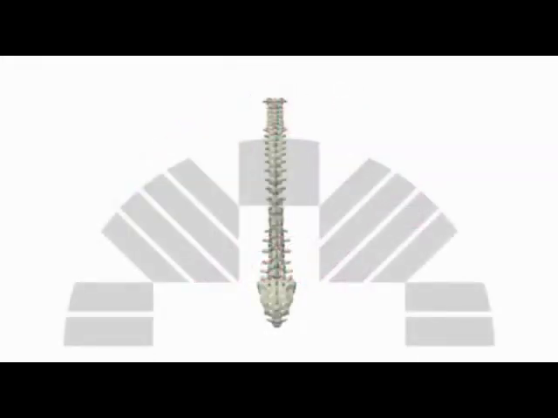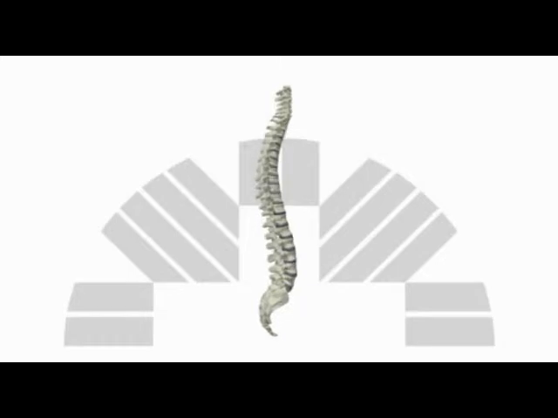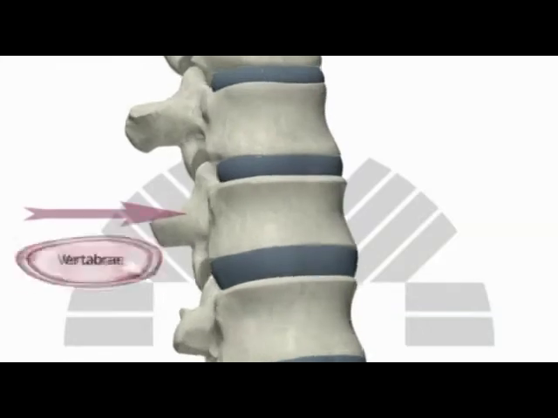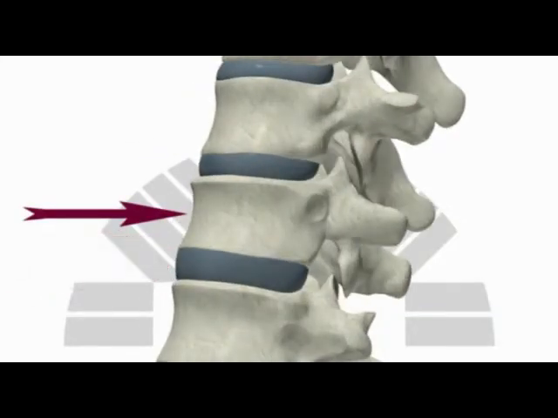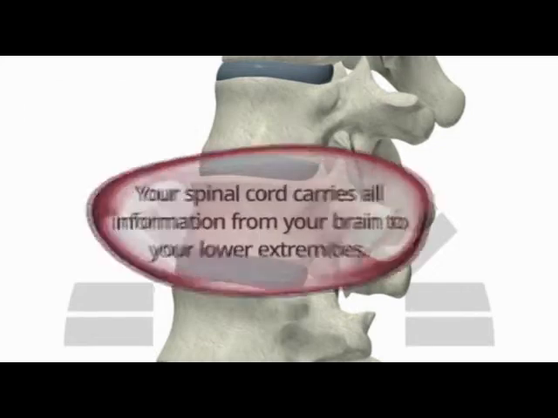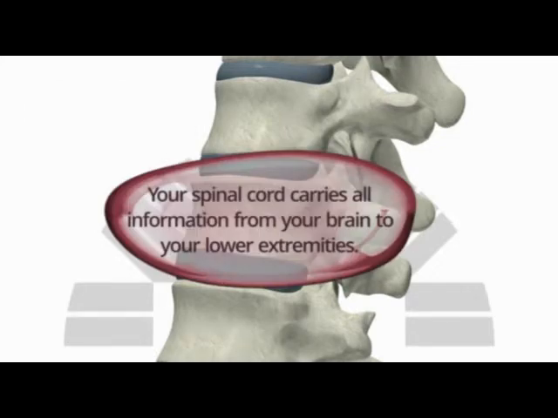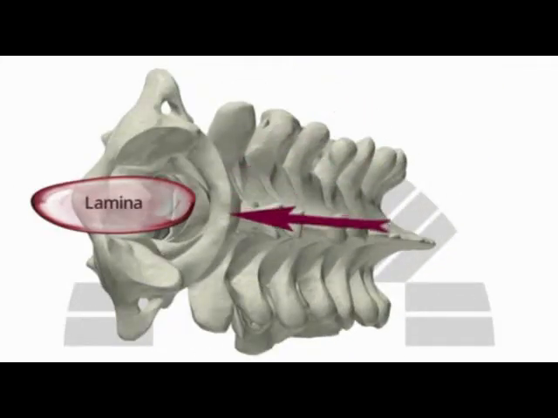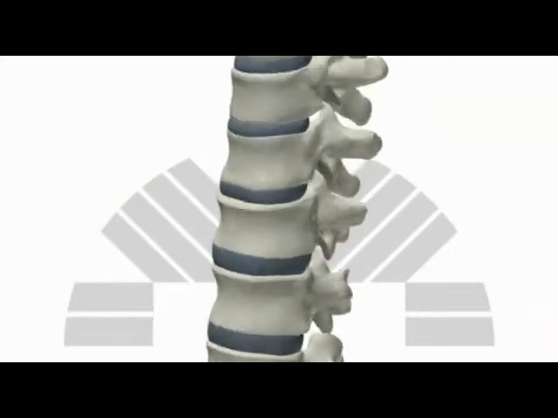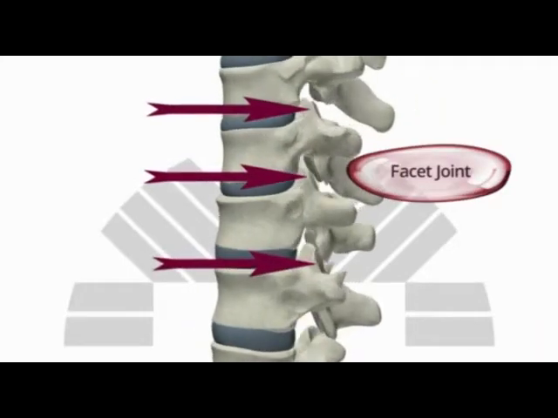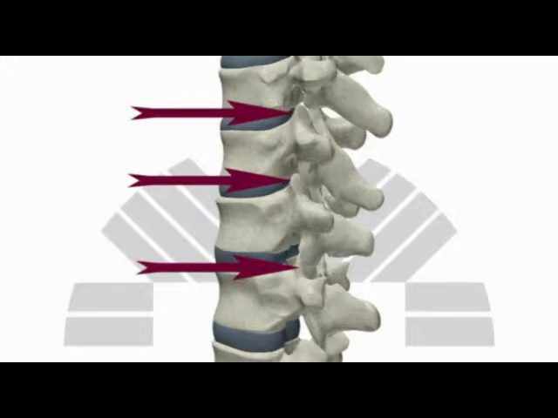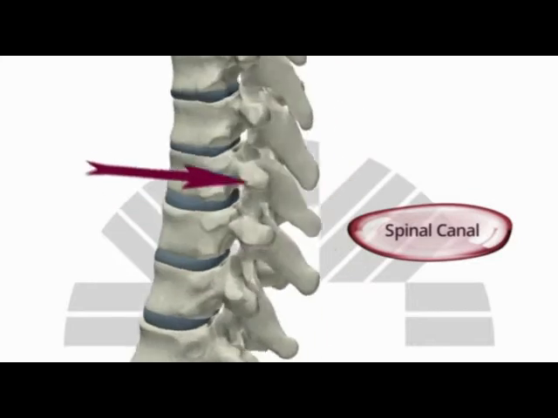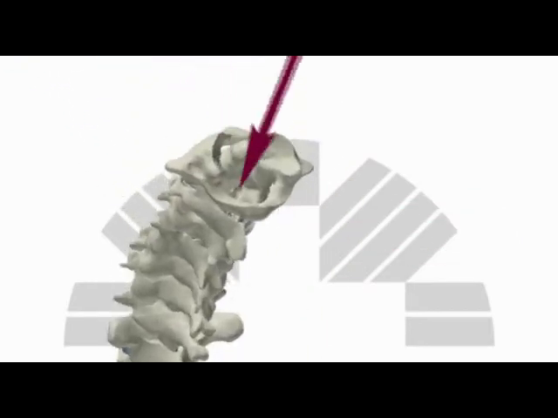Your spine serves two purposes: to support your entire body and to protect your spinal cord. It's made of bones called vertebra, and in between each vertebra is a disc. The body of each vertebra provides support to your torso. The lamina is the bony arch that protects the spinal cord. The facet joints allow your spine to move freely and play a large role in your overall mobility and range of motion. The spinal canal is the pathway through which your spinal cord runs.